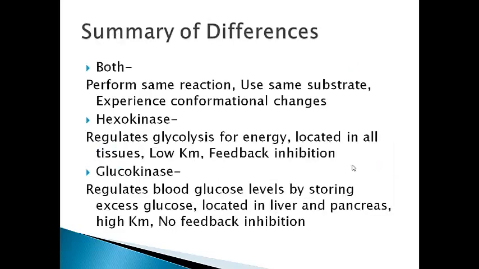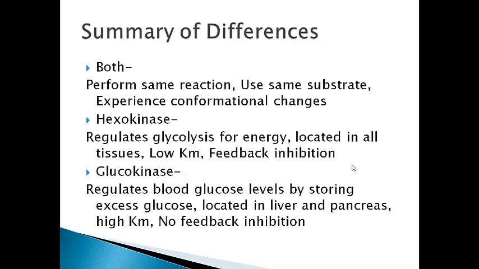Basically, these enzymes use the same substrate, converting it to the same product. Both enzymes experience conformational changes, which is due to the similar structure. Hexokinase regulates glycolysis for the energy use in all tissues. This isozyme is active at low glucose concentrations and is blocked by the product, signaling enough energy has been made.